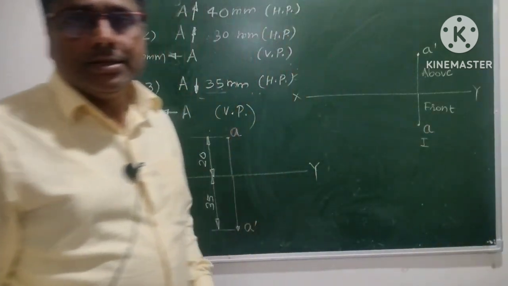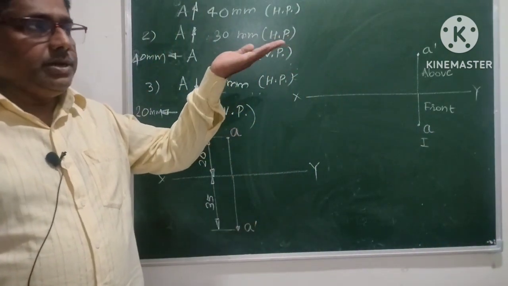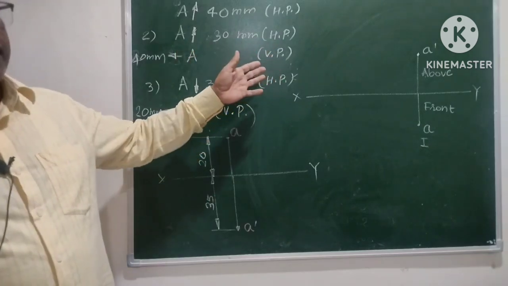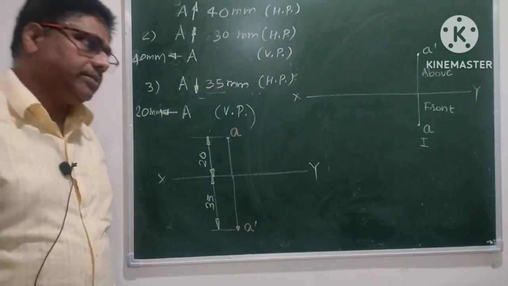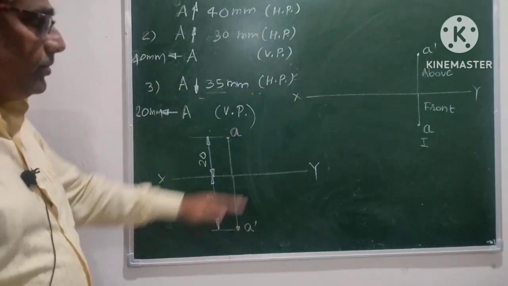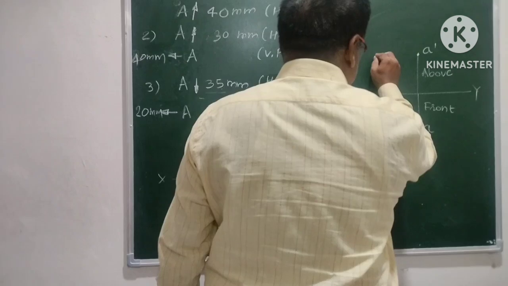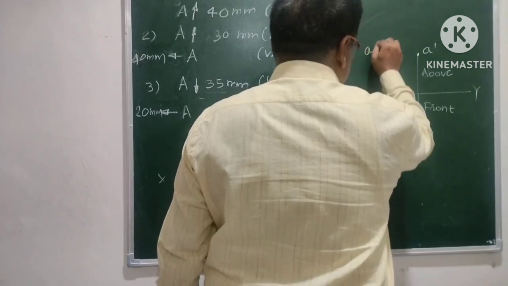Now, if the point is in the second quadrant, that is, it is some millimeters above HP and some millimeters behind VP, no doubt we will get the front view above XY only. Therefore, first of all, we will draw the front view first, A dash.